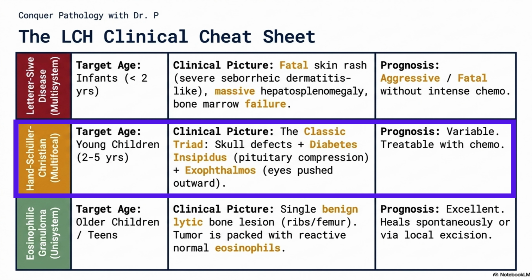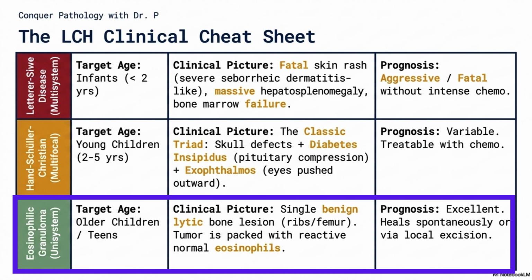For young children aged 2 to 5 years, it is Hand-Schüller-Christian, a multifocal disease. This features the classic triad: skull defects, diabetes insipidus from pituitary compression, and exophthalmos where the eyes are pushed outward. The prognosis is variable but treatable with chemo.